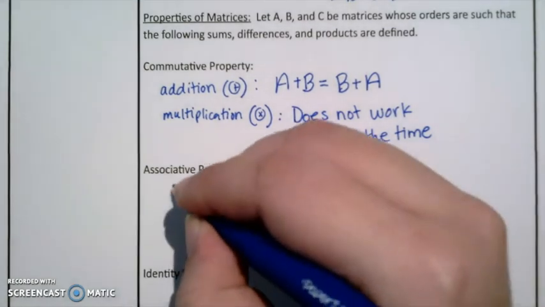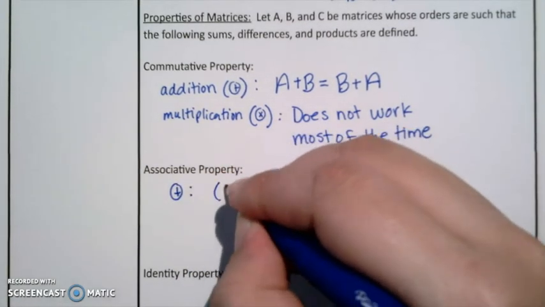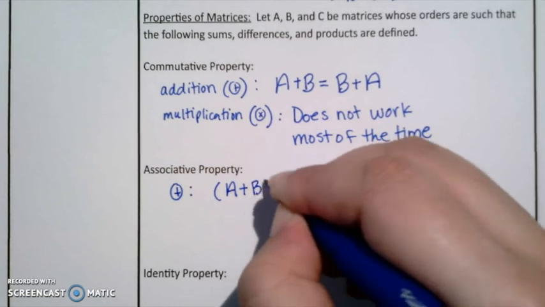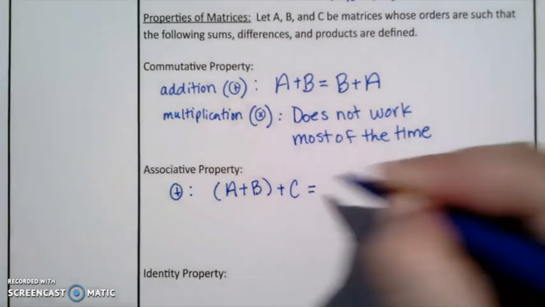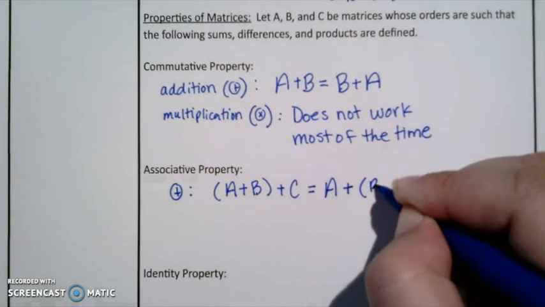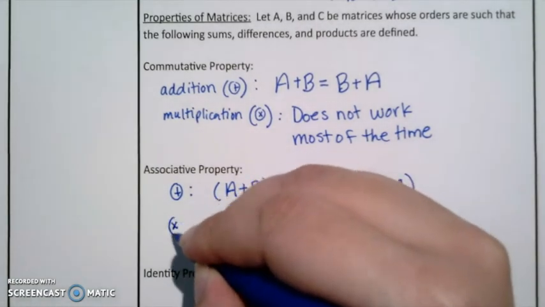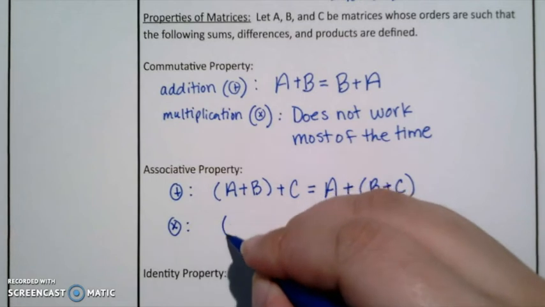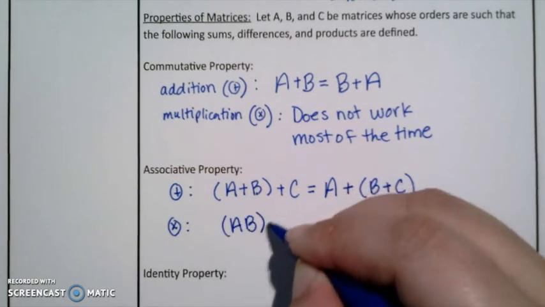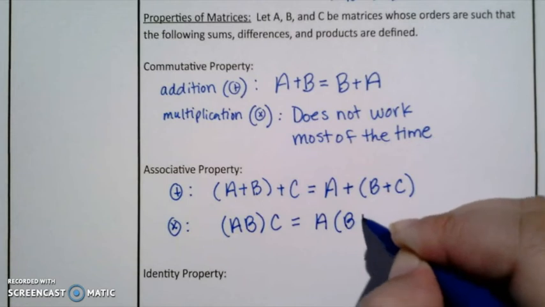Okay, and then the associative property of addition, which is if you have matrix A plus matrix B then plus matrix C, that will give you the same result as matrix A plus the quantity of matrix B plus matrix C. And for multiplication it also holds. AB times C is equal to A times BC.